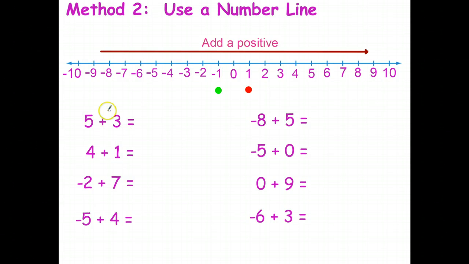So for example, looking at this number on the left, 5 plus 3, the first number is always the starting number. So I use my little green dot. That's where I'm going to start from. So I start at 5. And if I'm adding a positive, it means I move to the right on the number line. I'll put my red dot at where I finish up. So I'll show you how I got there. Plus 1, plus 2, plus 3. So 5 plus 3 is 8.